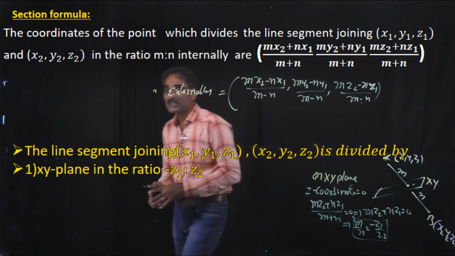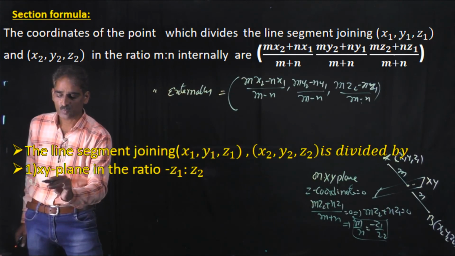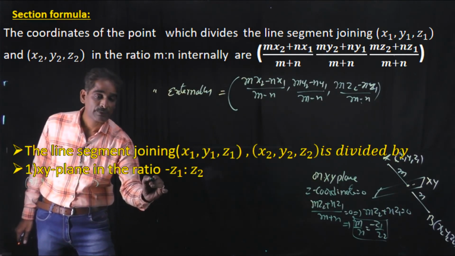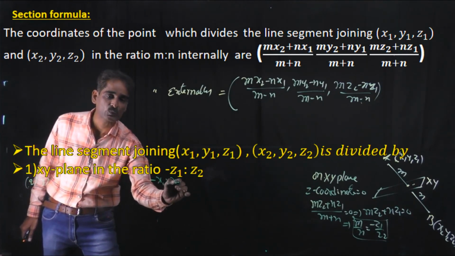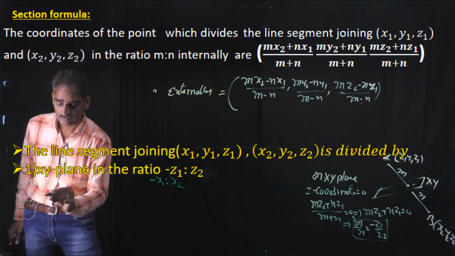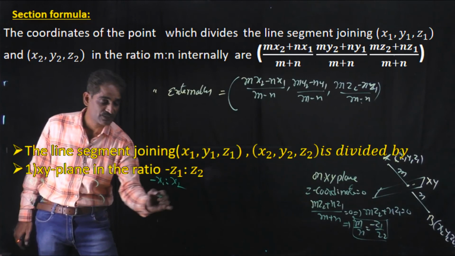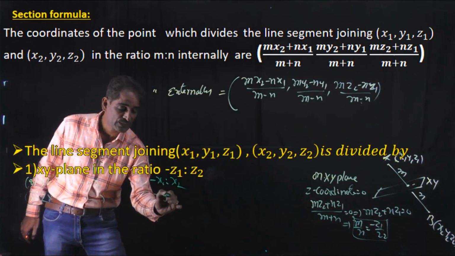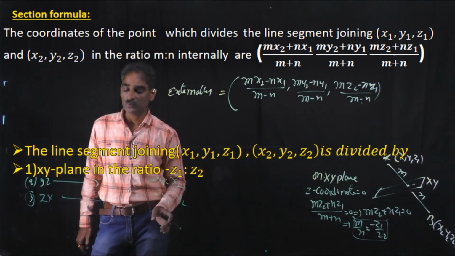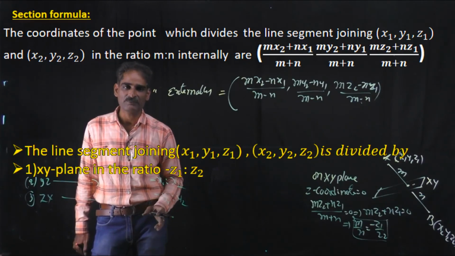Similarly, what about the remaining planes? If suppose in case of the yz plane, what is the ratio? Here for the yz plane the ratio is minus x1 is to x2. So in case of the third one, the zx plane, so xy, yz, zx plane. In case of the zx plane, it is minus y1 is to y2, and for the xy plane, minus z1 is to z2. These are the ratios in case the planes divide the line segment. Okay, right.